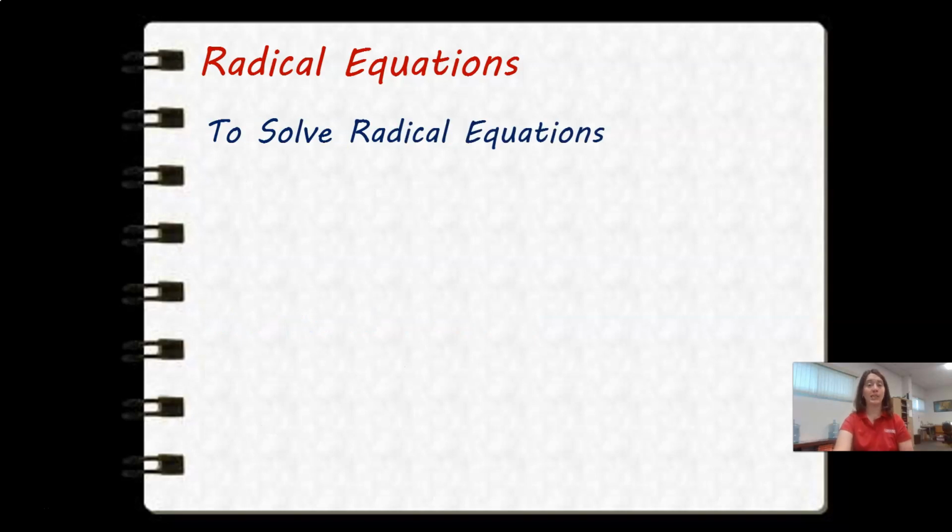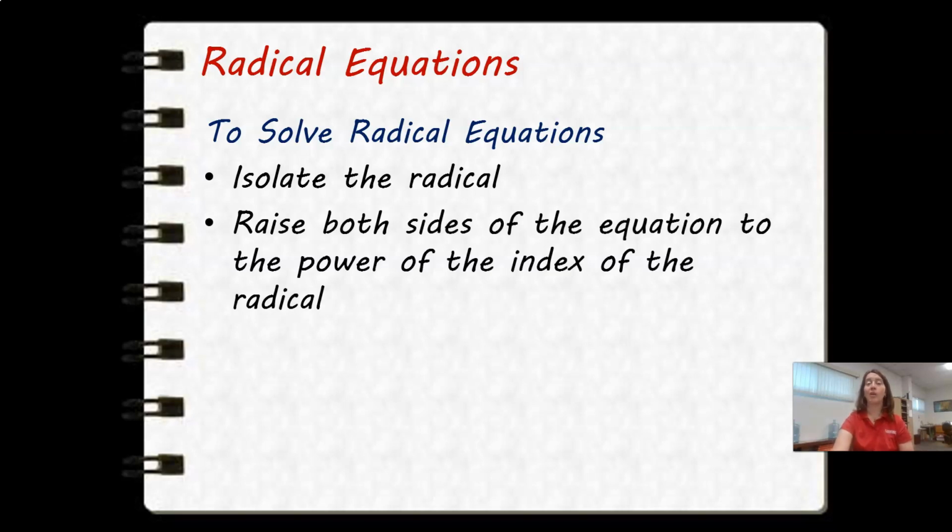Let me give you the steps that we're going to follow, and then we'll work through some examples together. In order to solve radical equations, step number 1, isolate the radical symbol. Remember, what does it mean to isolate? It means to get it on the side all by itself. You can have as much stuff inside of the radical symbol as you want, but there can't be stuff on the outside of the radical symbol. So if there is, move that over first.